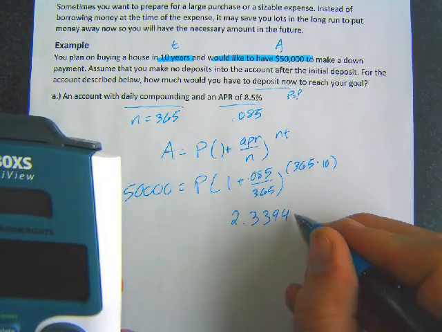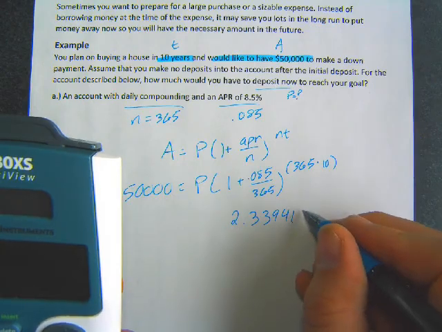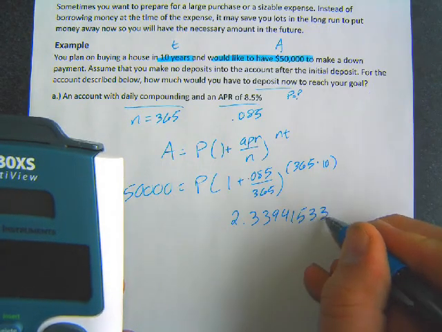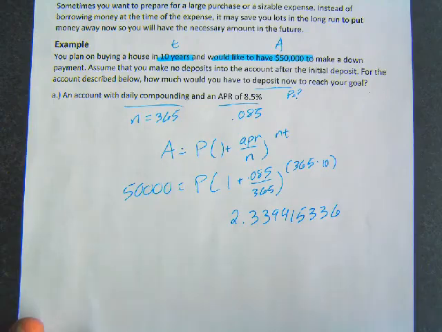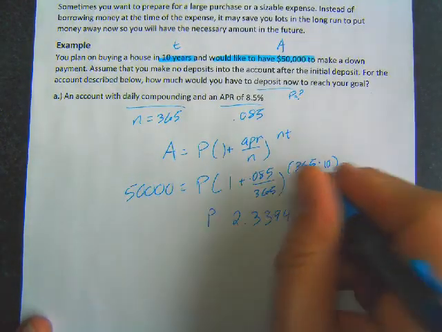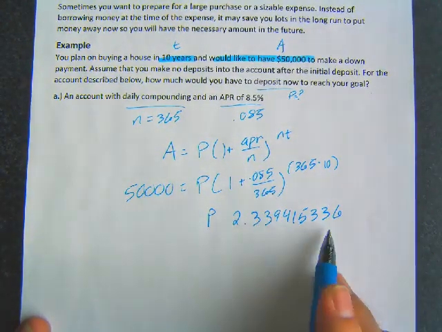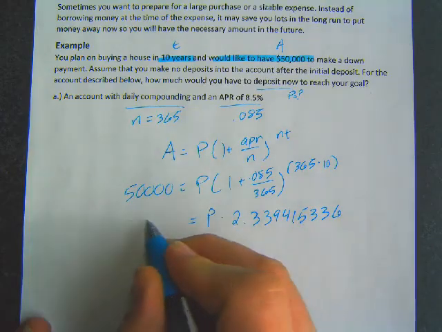So I'm just going to write down this decimal. I'm going to keep a lot of digits. In fact, I'm going to keep every digit I can because I don't want to round too much now, because I'm not done with the problem yet. But I just basically turned this big parentheses with powers and stuff into just a decimal. So I just have P times that equals 50,000.